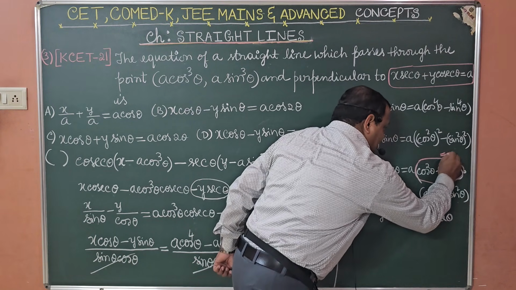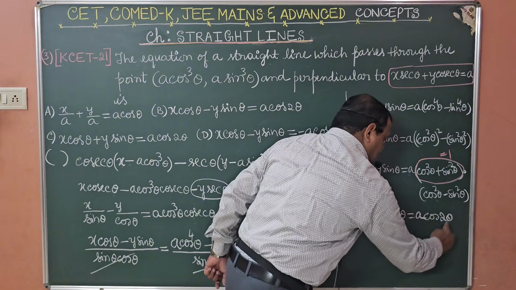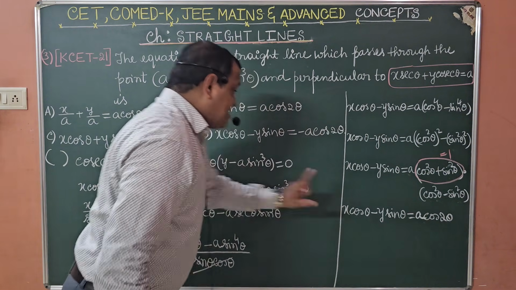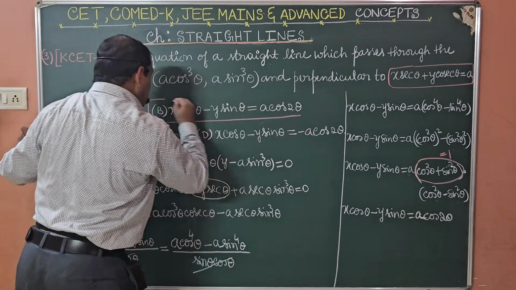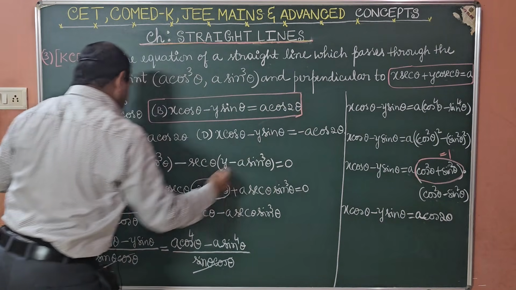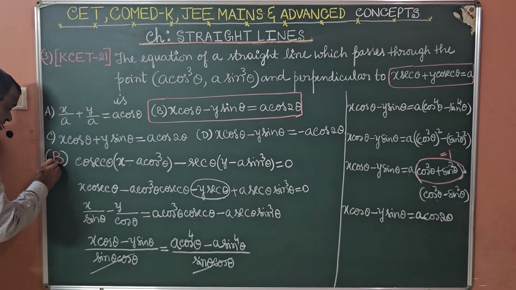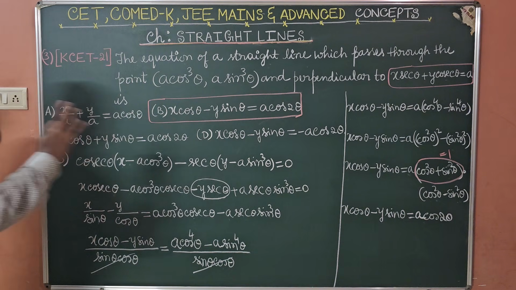This becomes 1. So a into 1 into cos 2 theta, a cos 2 theta. And this option you could see here in option B. Therefore, this question, option B is correct. Kindly go through the solution.